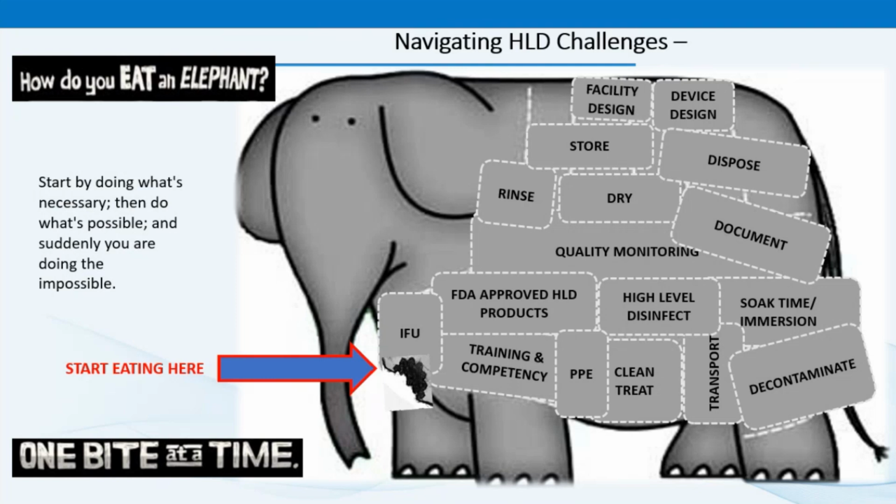Decontaminate. Effective high-level disinfection begins with decontamination. This step involves thorough, meticulous cleaning using the approved enzymatic detergent per the IFUs and wearing all of the appropriate PPE. This is a critical step. If we don't get this right, disinfection can fail and patients can be harmed. Check the FDA website for cleared, approved high-level disinfectants and don't use unapproved products.